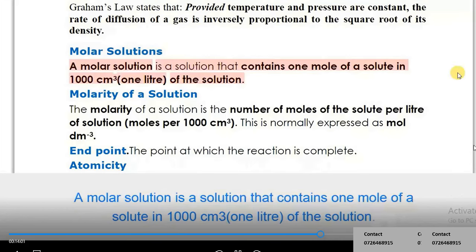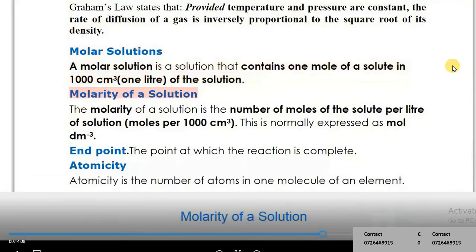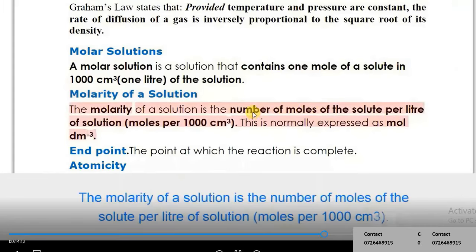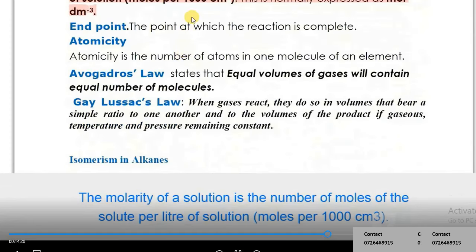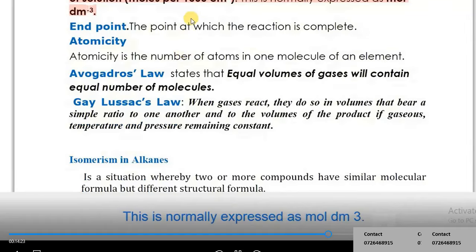Molar solution. A molar solution is a solution that contains 1 mole of a solute in a liter. Molarity of a solution is the number of moles in 1 liter. Mostly when you write capital M, it means molarity, number of moles in a liter.